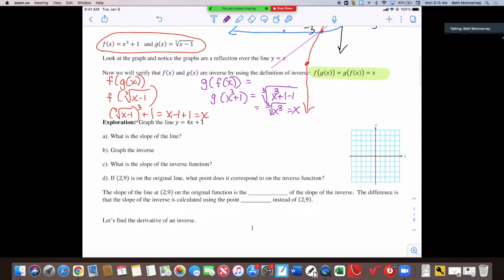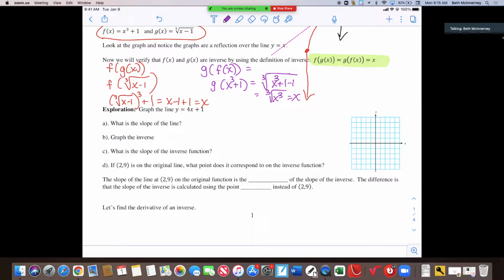If we want to graph y equals 4x plus 1, let's go graph it. So you know the y-intercept is 1, and we're going to go up 4, right 1, and you can go down 4, left 1. Well, that's a horrible looking line, isn't it? There we go, better. So what is the slope of this line?